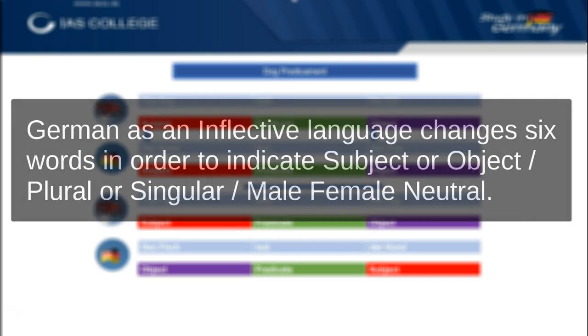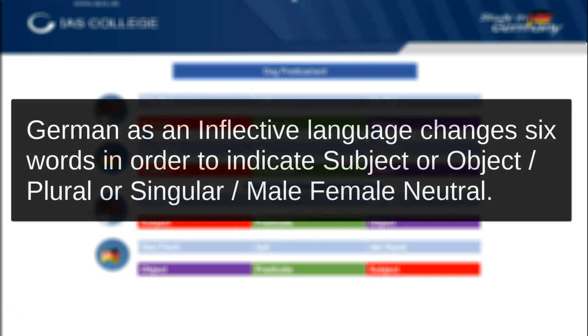This is due to the fact that German is an inflective language, which means that words are conjugated or declinated in order to fulfill the role of the subject or object. And this explains the different articles that you have seen before.